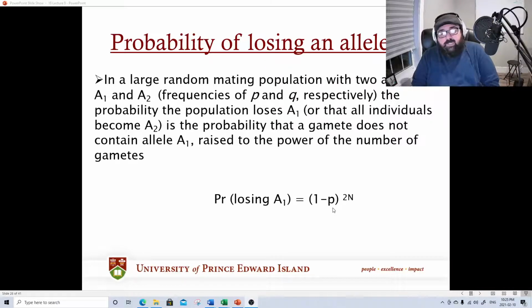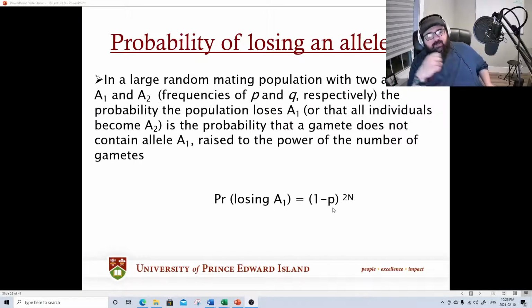However, we don't typically have 50% each. We have P and Q because alleles can have any percentage. It could be 80% of the population, it could be 10% of the population. Obviously, the alleles that started off rare, we're more likely to lose. And so we have an equation to find out our probability of losing A1, where A1 is any allele. And it's 1 minus the frequency of that allele to the power of 2n.